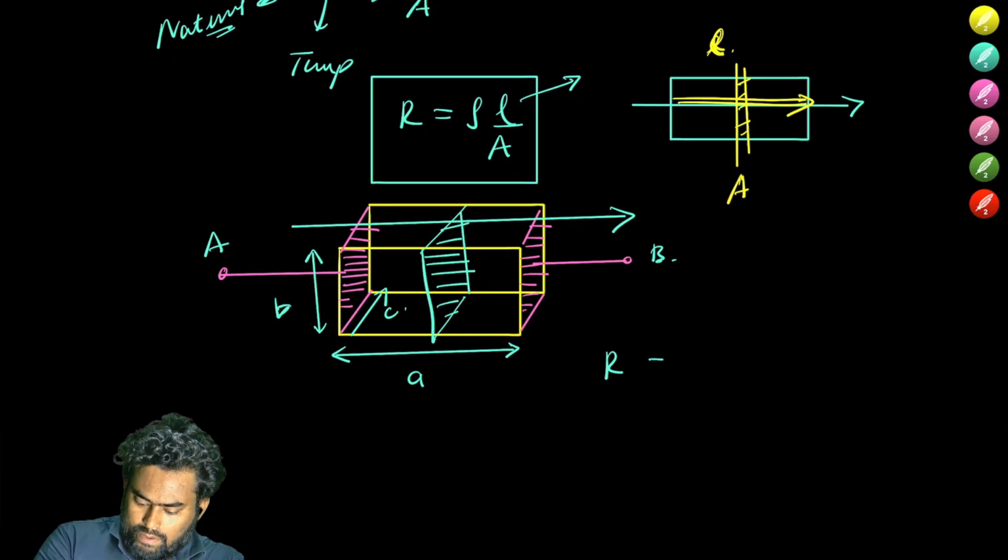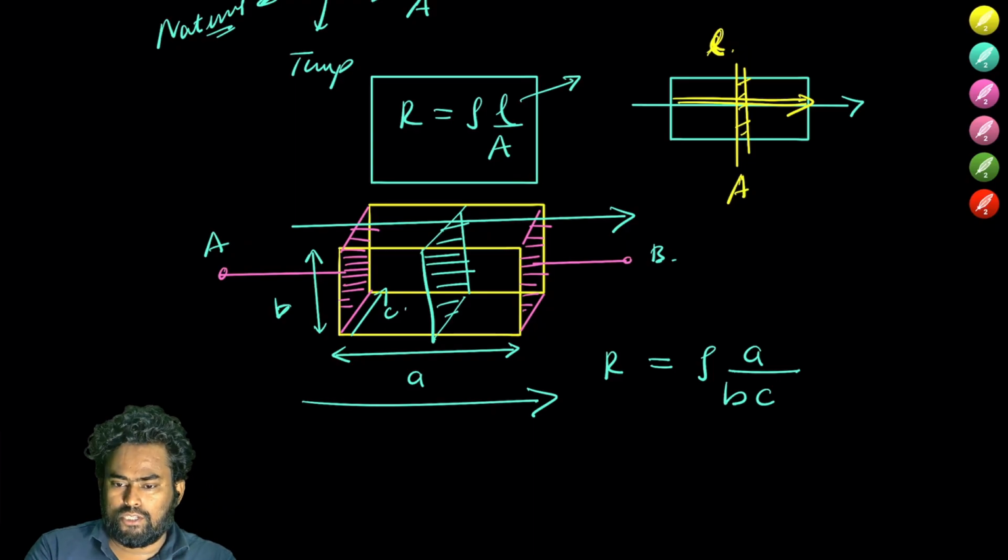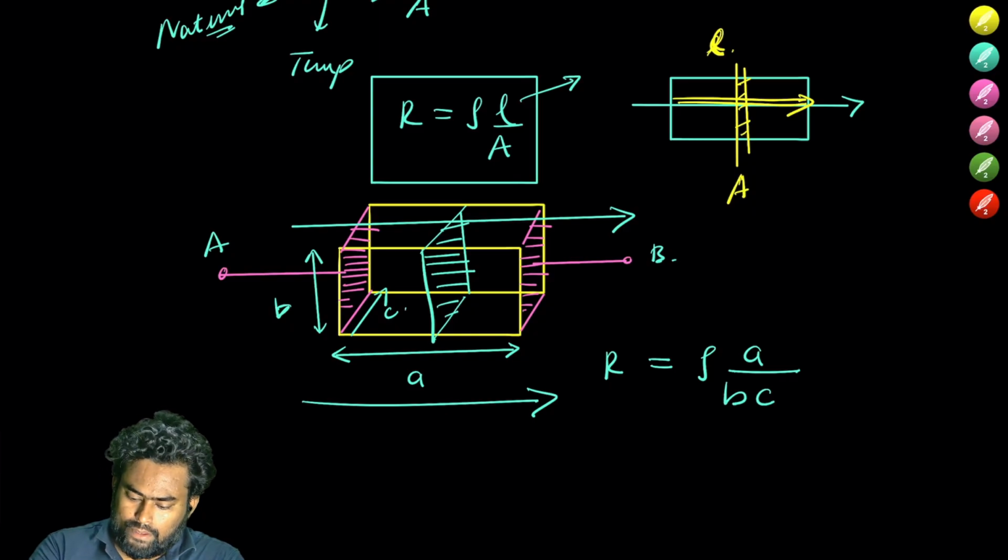So R will be equal to rho. Length will be how much? Along the direction. Along the direction we are going A, and perpendicular to that direction B into C will be our area. R equals rho A upon BC. Okay. Next concept.